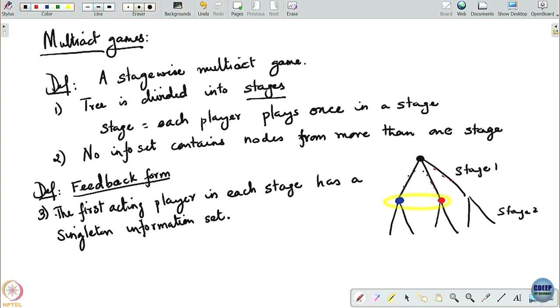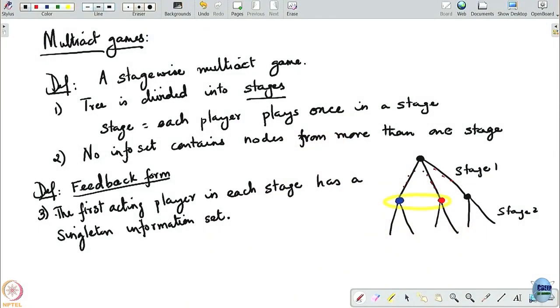The reason we are imposing this is because otherwise, this is the only class of problems that we can systematically analyze. So we are putting some structure on the class of problems so that there can be some sort of systematic analysis. Sorry? No, a player is playing more than once. These are multi-act games. Yes, yes. The game is divided into stages, and in each stage, a player plays at most once or exactly once.